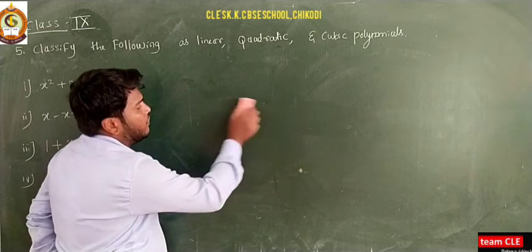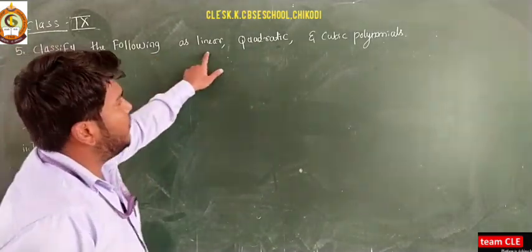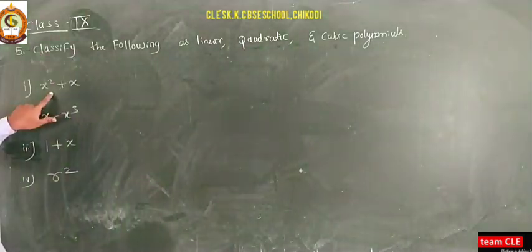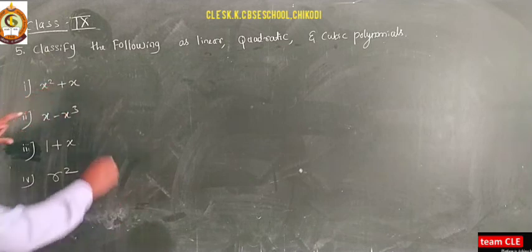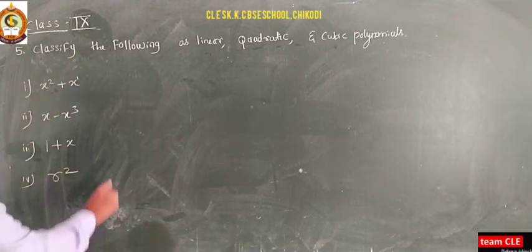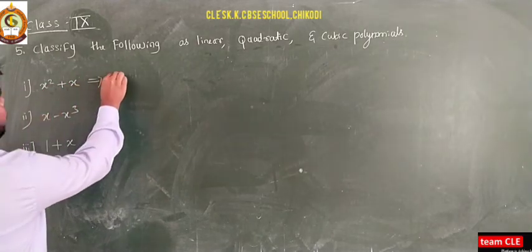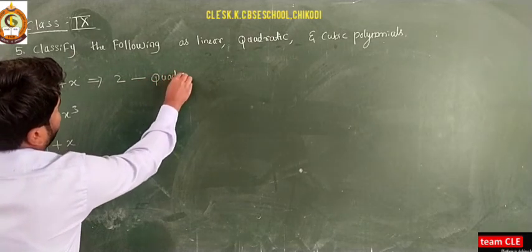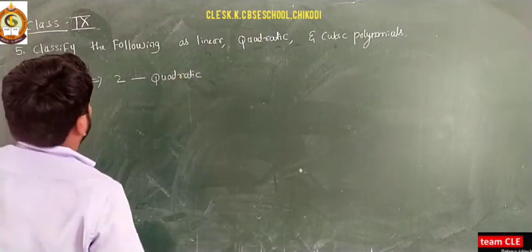So see here, dear students, the question says: classify the following as linear, quadratic and cubic polynomials. The first question is x square plus x. Here the power of x is 2 and here the power of x is 1. We have to see the highest power of this polynomial. So the highest power of the polynomial is 2, meaning the degree of the polynomial is 2. If it is 2, it is quadratic. So this is a quadratic polynomial.